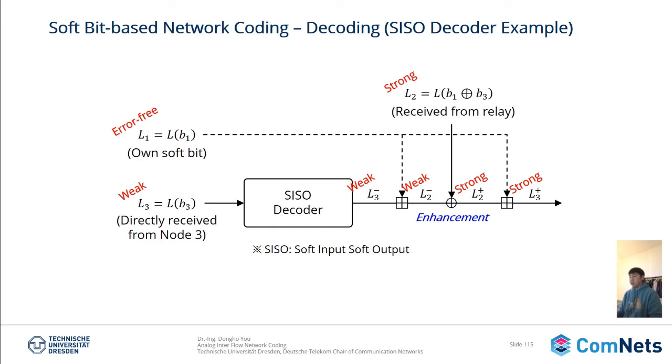This node can generate L2 even if this is still weak, but it can be enhanced by the strong related signal. Actually, this is just a superposition operation. And then this node extracts the strong desired signal L3 using the soft bit L1 here. Actually, this is error free. Good. Okay, this is the end of the soft bit based network coding and the end of the lecture on analog network coding.